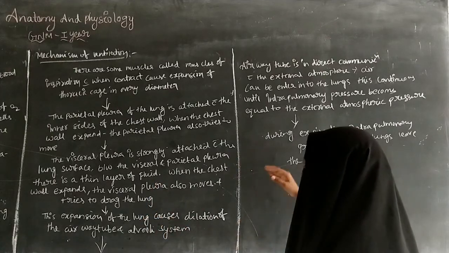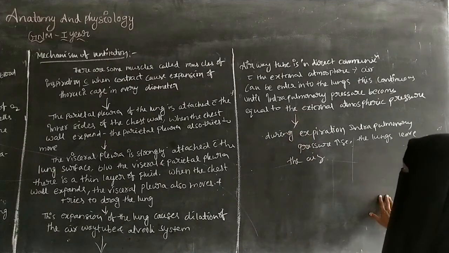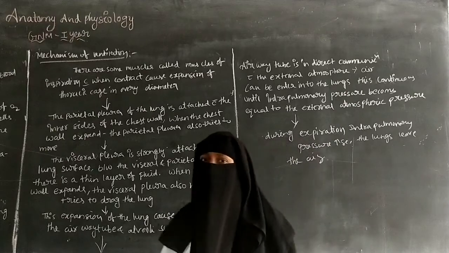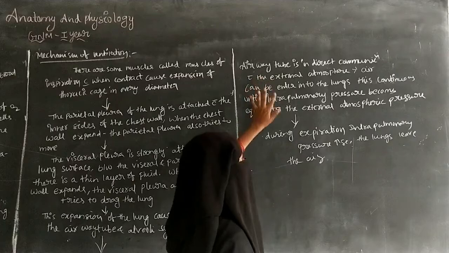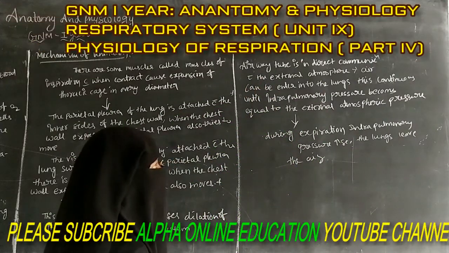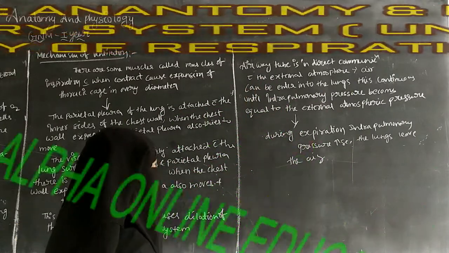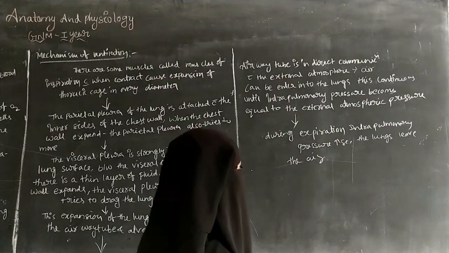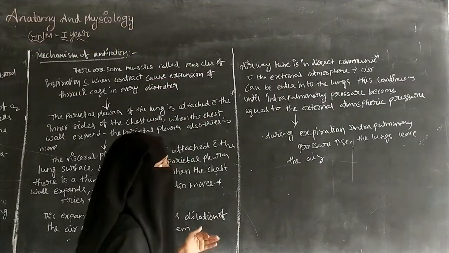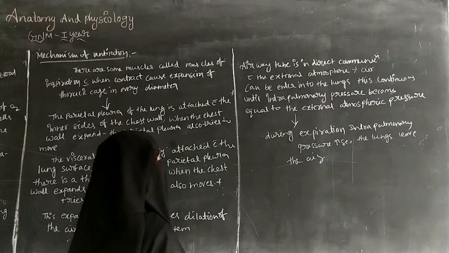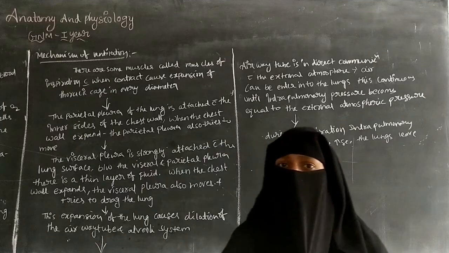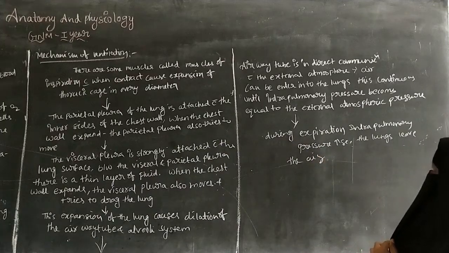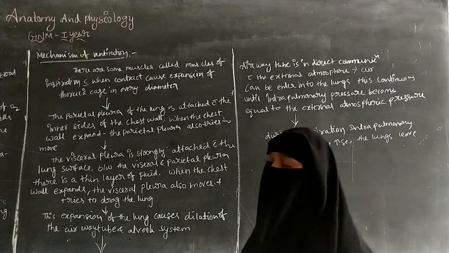So next, the airway tube is in direct communication with the external atmosphere. Air can enter into the lungs, and this continues until the intrapulmonary pressure becomes equal to the external atmospheric pressure.